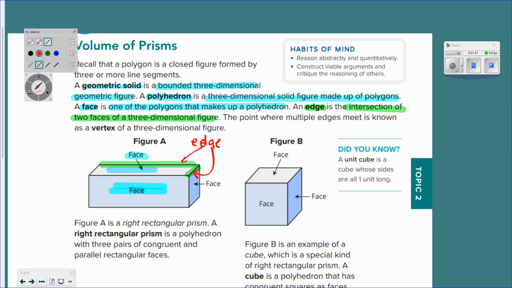The next one is the point where multiple edges meet, and that is known as the vertex. So our vertices are these points. Our vertices come down to a single point where three faces join together. So our vertex is a single point.